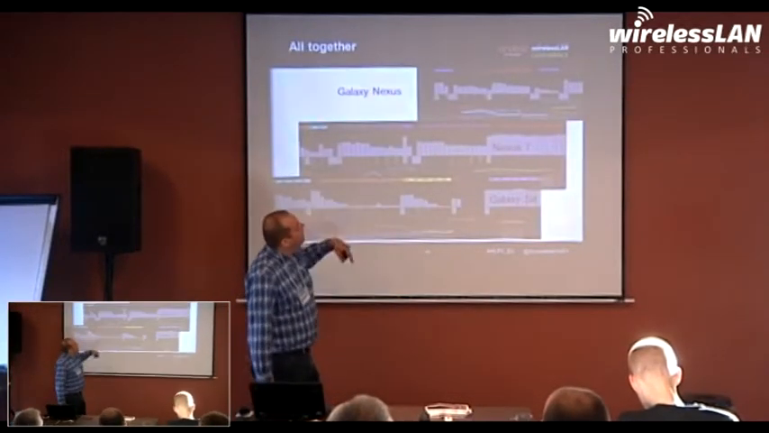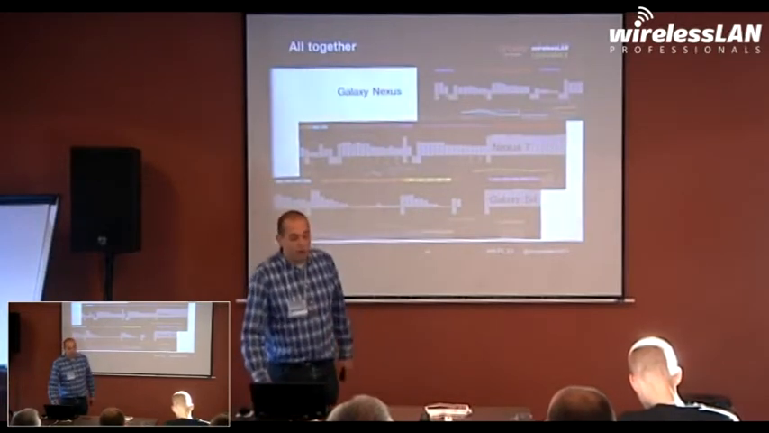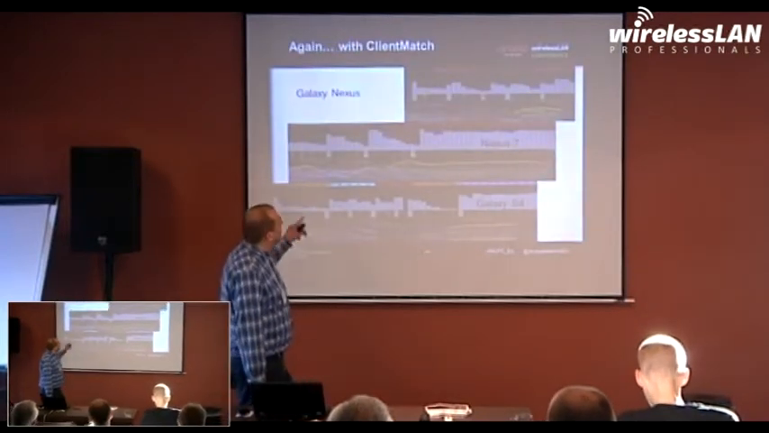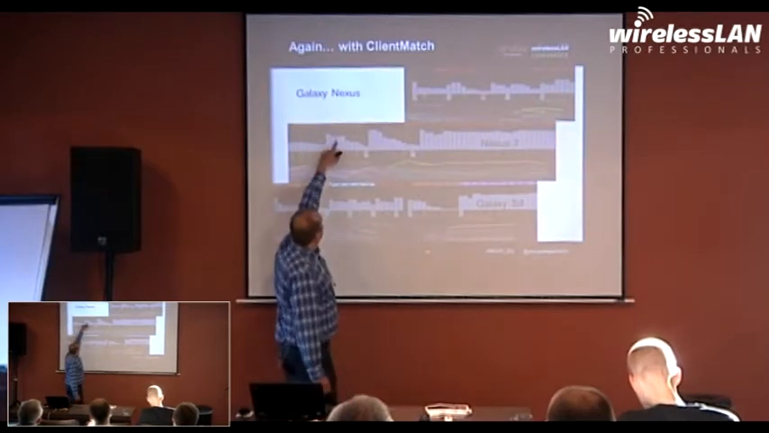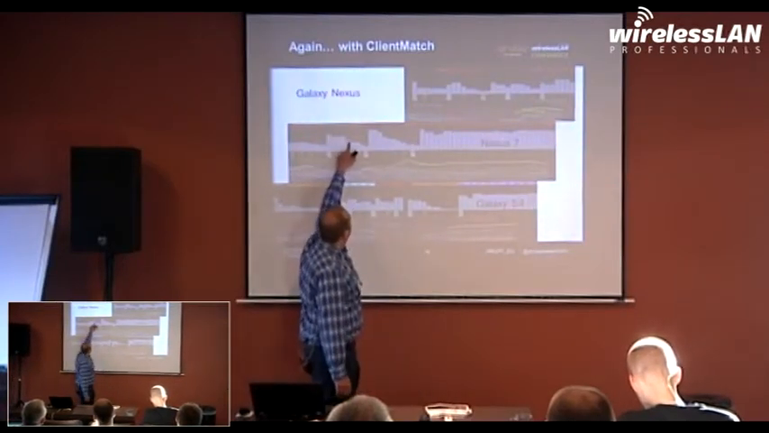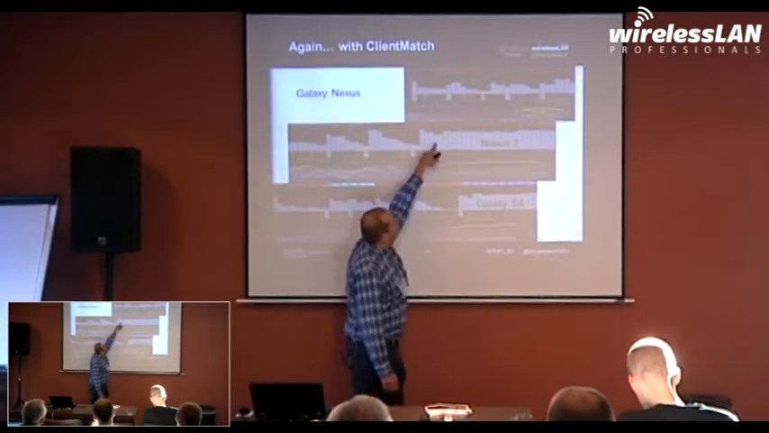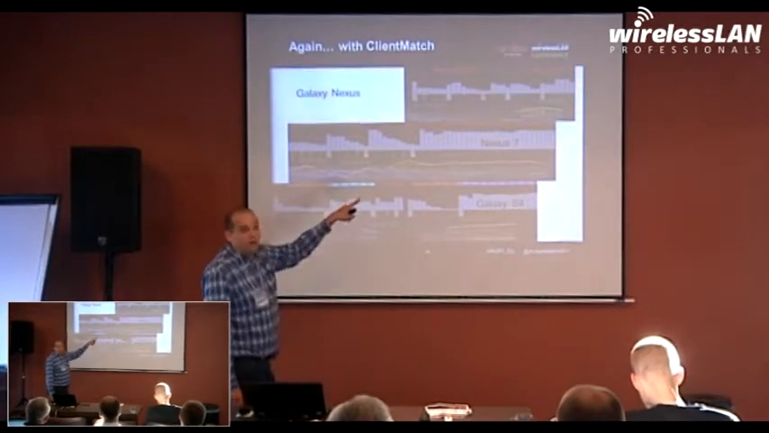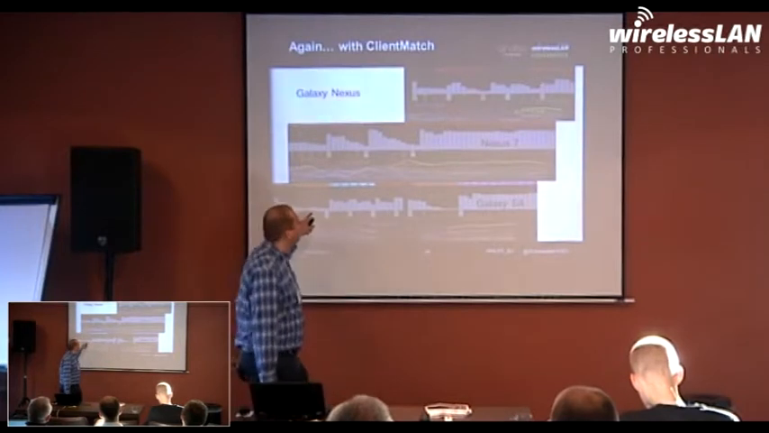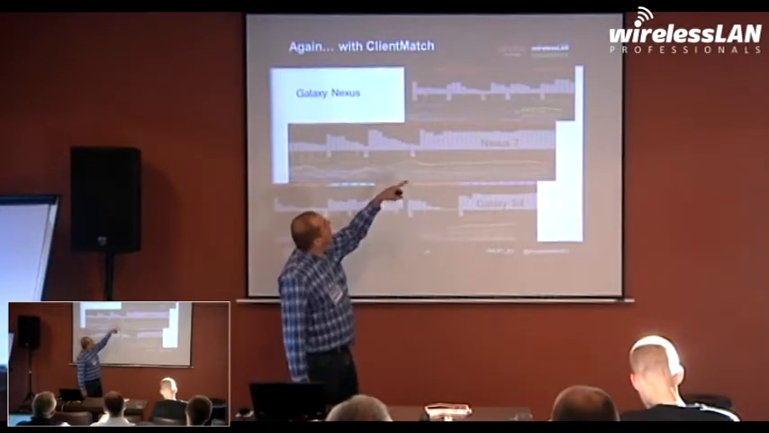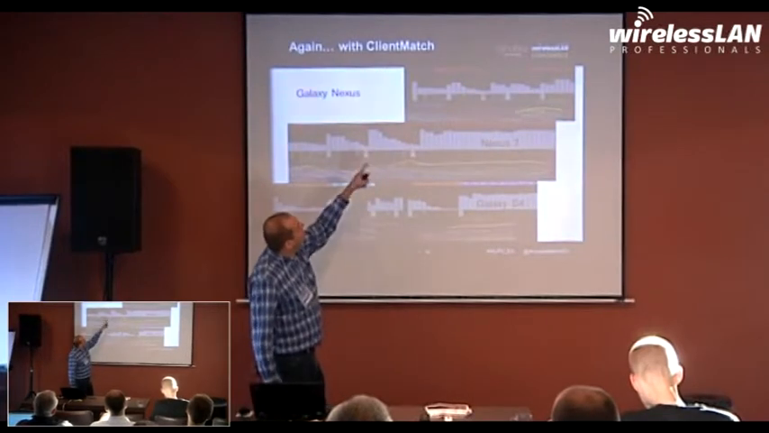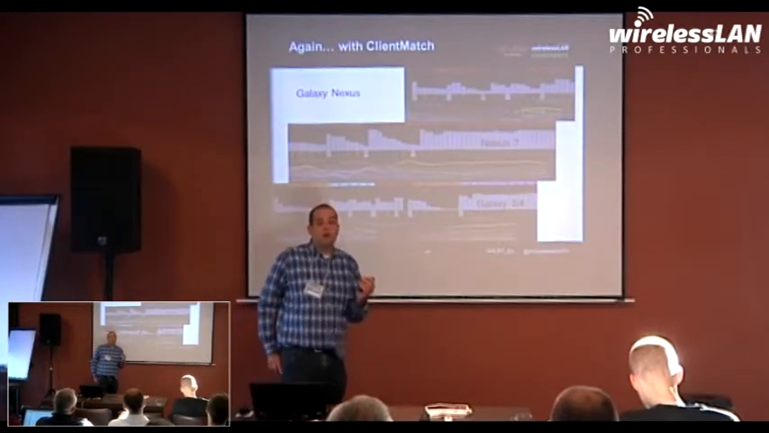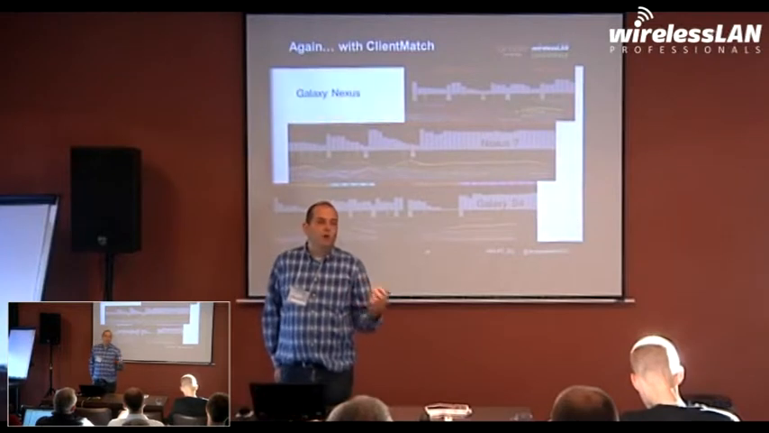So here we have them all together. If you enable roaming optimizations, and I think in this case it's Client Match, we see improvement. And this is like we want to see it. Strong signal going down, and it's probably stationary here. But still, here we see that the Nexus 7 does much better on the network than this Galaxy. And we see the Galaxy Nexus quite improved from changes in the network. So we still have poor clients, and we cannot completely solve that. We can optimize the network.